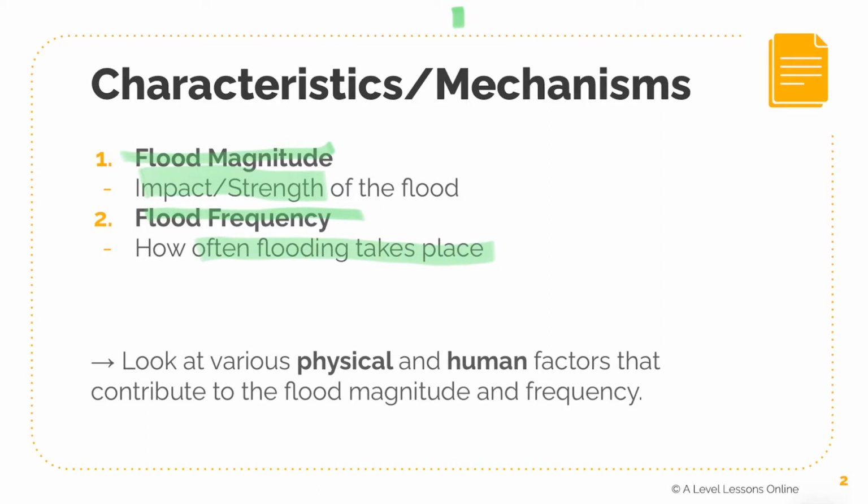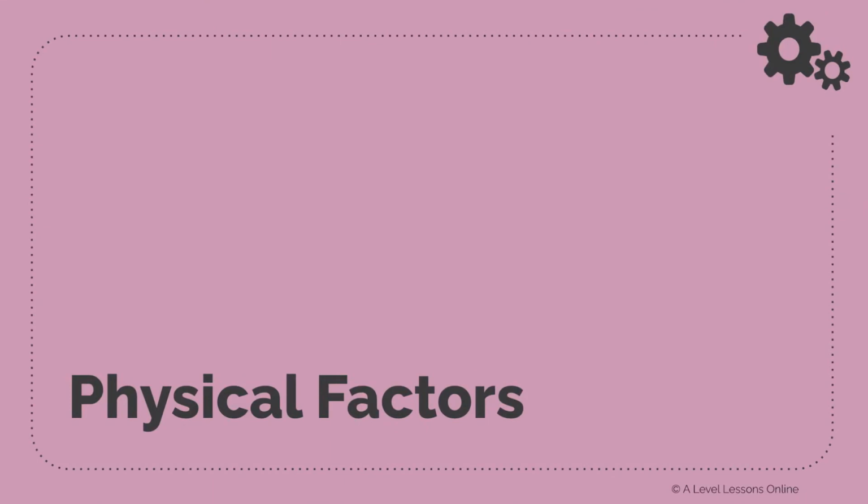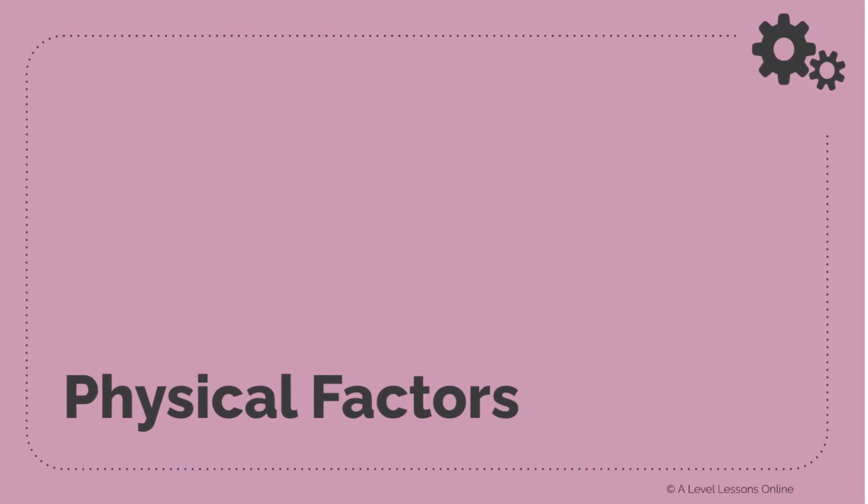Look at the various physical and human factors that contribute to the flood magnitude and frequency, as well as the extent of the flood magnitude and the increased or decreased frequency of floods. That is something that you want to bring about when talking about each of the various factors that we're going to go through in a bit. So the physical factors first, as we're always studying this from a physical geog perspective. Always remember that the physical factors are likely to be the more important ones in a certain aspect.